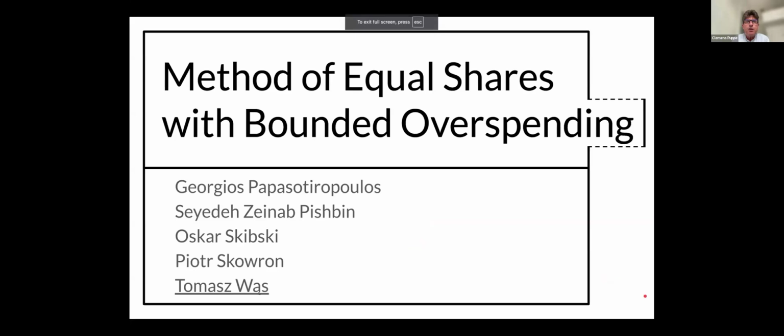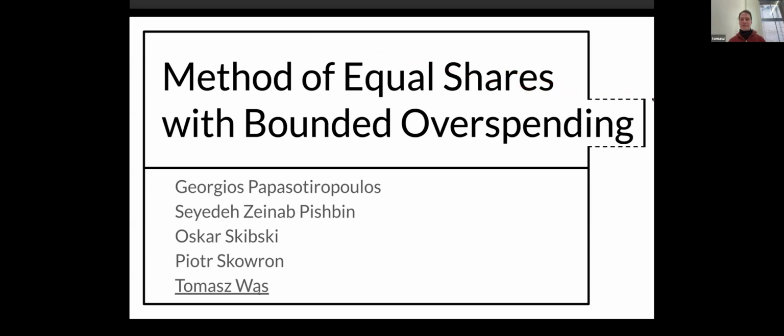and welcome back to the second session of today. So the speaker will be Tomasz Wąs, on the method of equal shares with bounded overspending. And I'm sure Tomasz will explain to us what bounded overspending is. So Tomasz, the floor is yours.